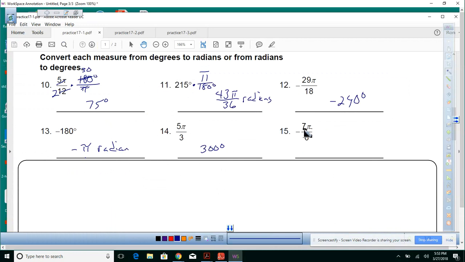You know, I think negative 7 pi over 6. Is that right off the thing? Let's see here. So that's 180 degrees over pi. The pi's cancel. That's a 1. That's a 30. I got negative 210 degrees. How'd you do?